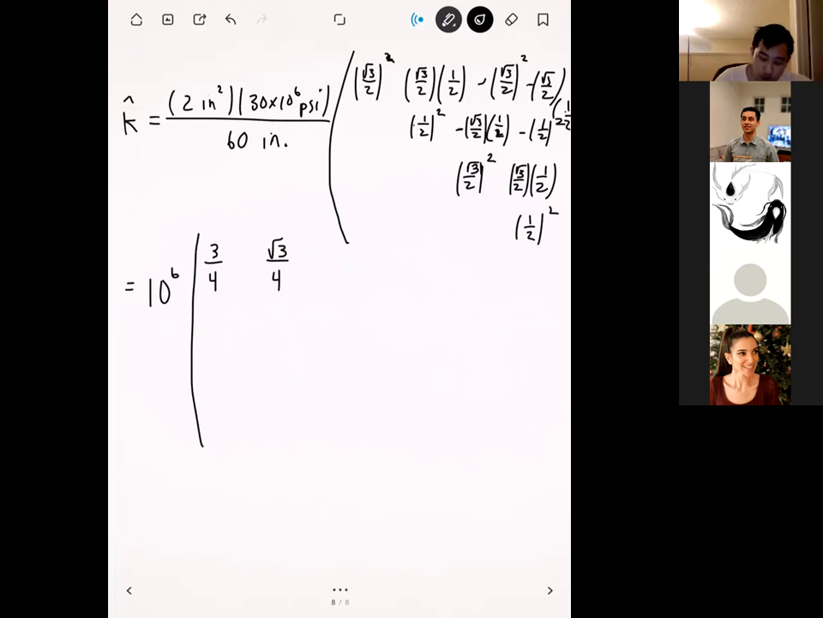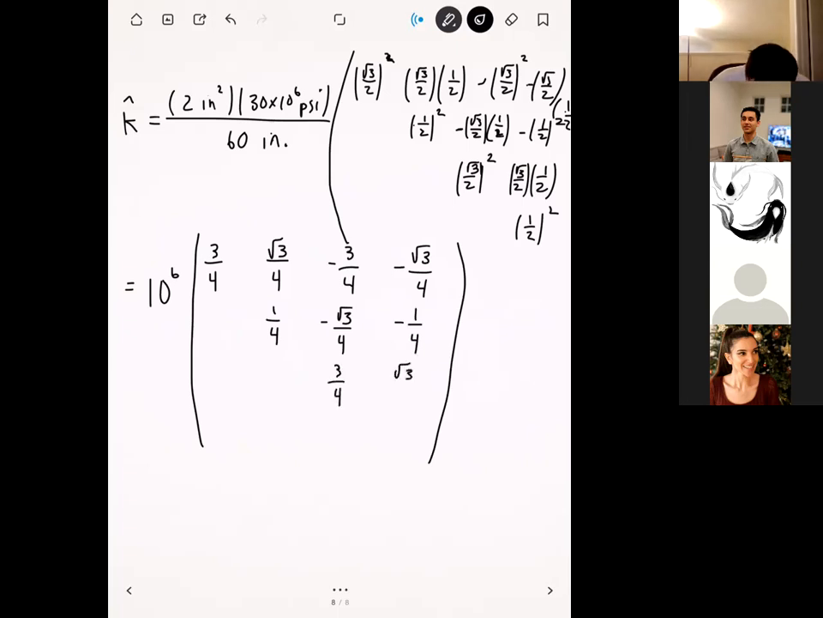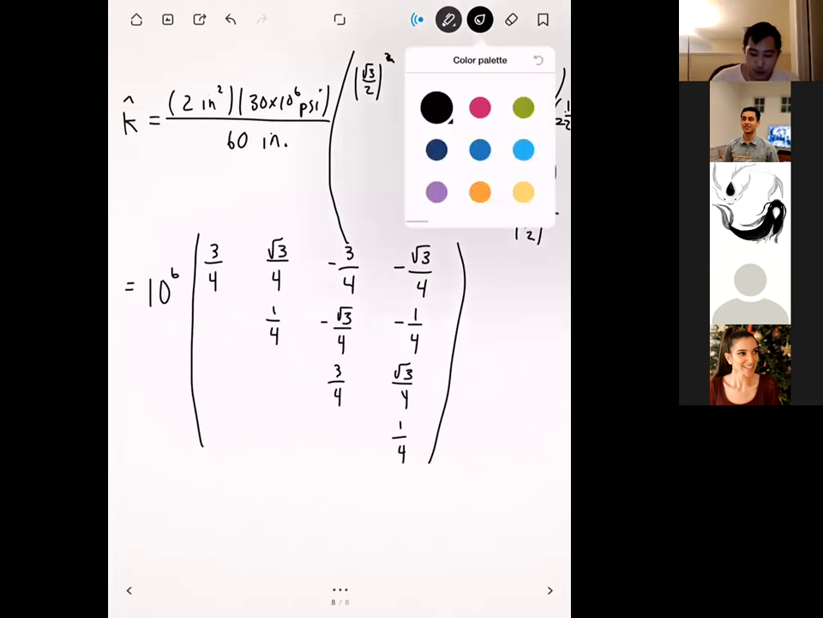Next, we have minus root 3 over 2 squared, so it's going to be minus 3/4. And then at the end, we have minus cosine sine, so minus root 3 over 4. I'm going to go ahead and start filling in the rest of the values, but you can verify these and compute them yourself. Okay, so those are all the values there.